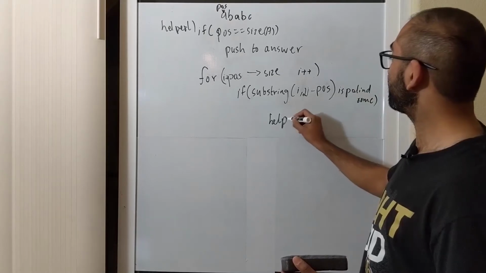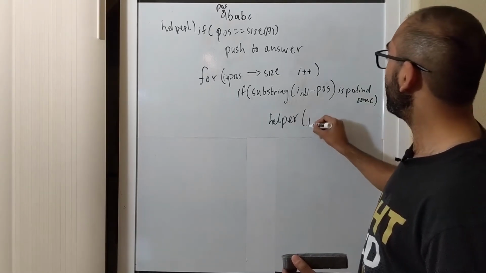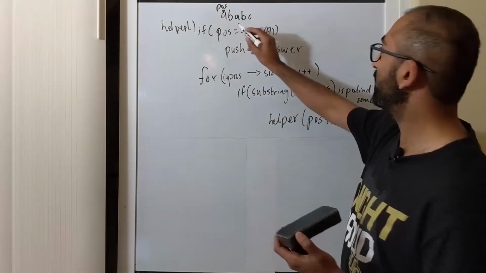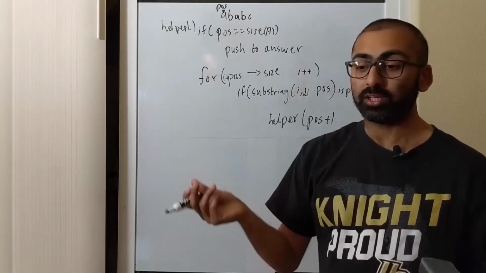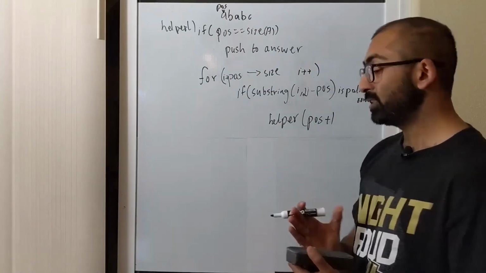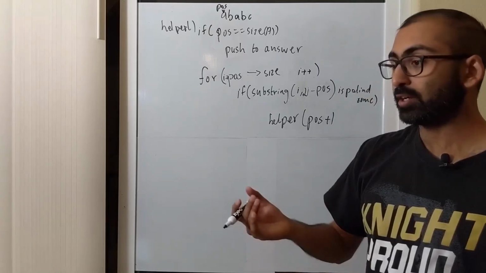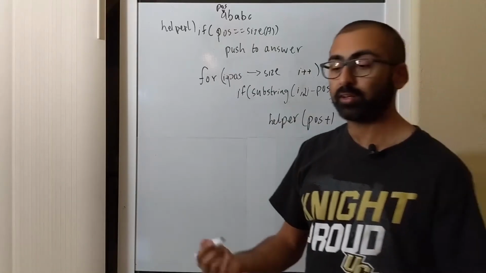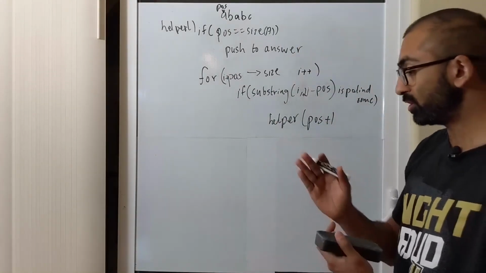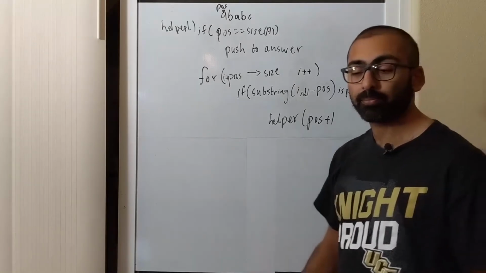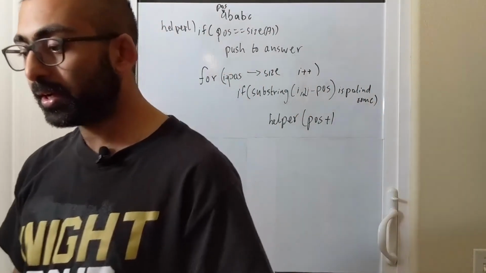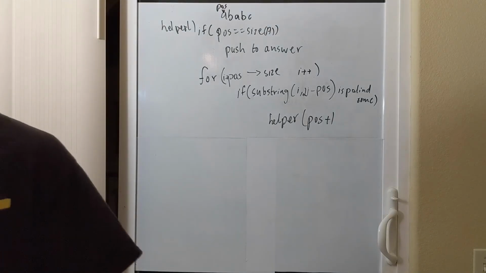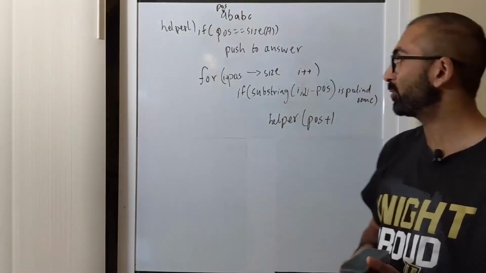And the helper function will get shifted by position plus 1. So if I was starting at this position here and my length is 1, yes, this is a palindrome, just move forward and start the helper function again, starting from position plus 1. So you're just shifting it by 1 and then keep doing it again. That's pretty much it, how you can do this question. There's really nothing else going on in this question.